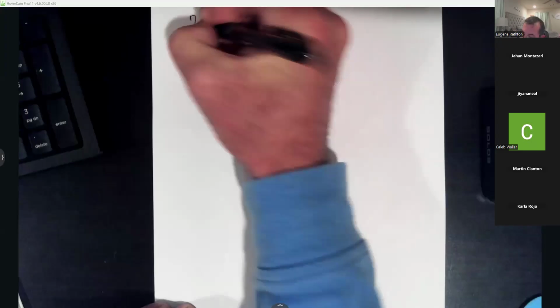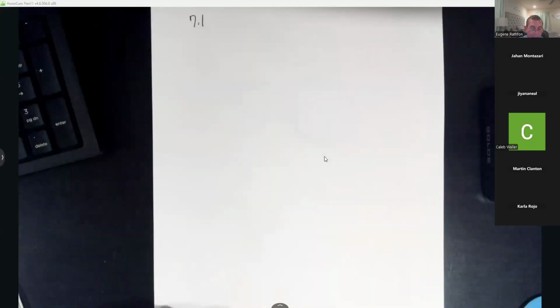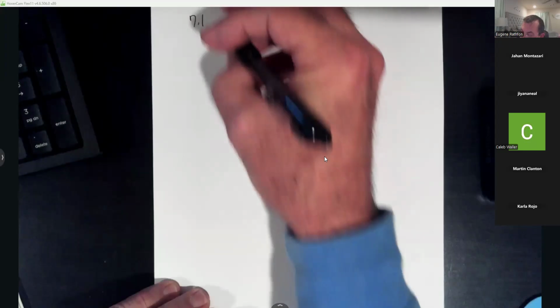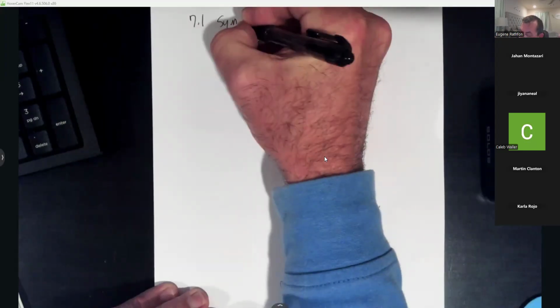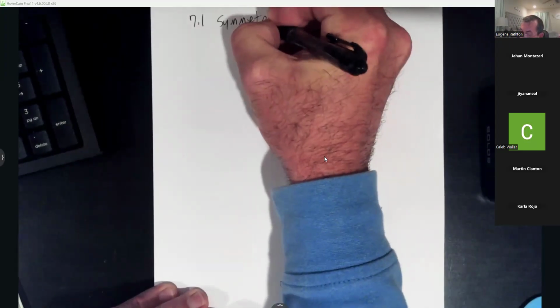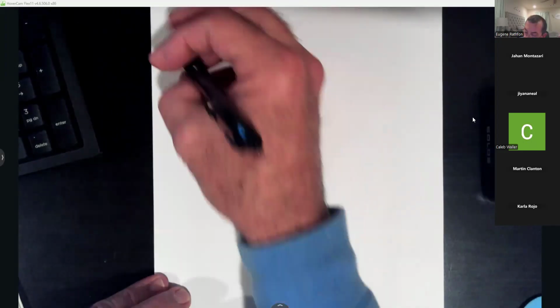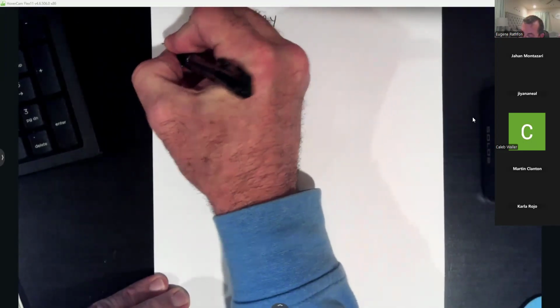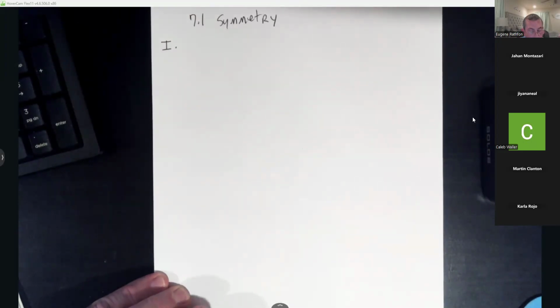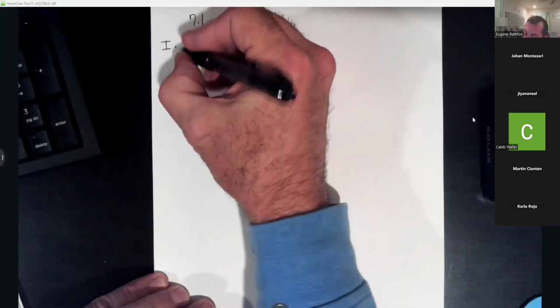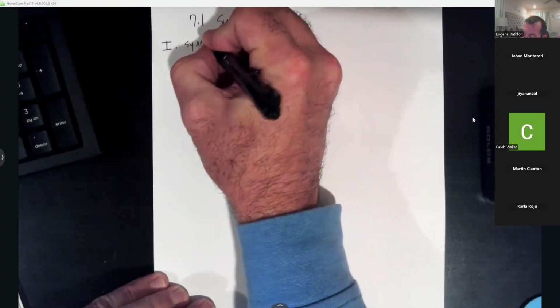All right, y'all. So 7-1 is a fairly short section, and it deals with symmetry. There's three types of symmetry we're going to look at on our graphs. The first type of symmetry is what we call symmetric to the y-axis.